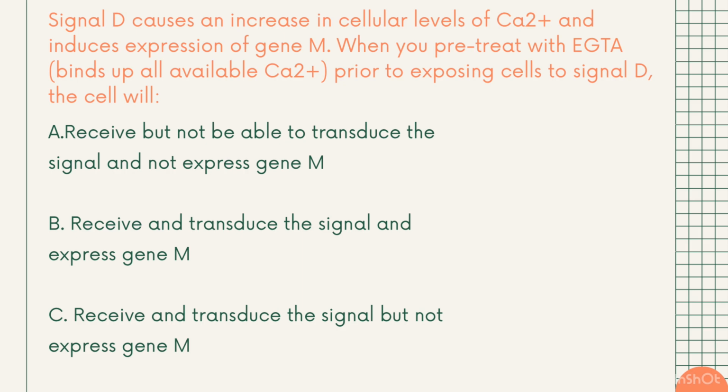So take a second and try to pause this video and try to answer this on your own. So the correct answer for this question is going to be A. Receive but not be able to transduce the signal and not express gene M. But why is this the correct answer for this problem? Well, let's look at it.